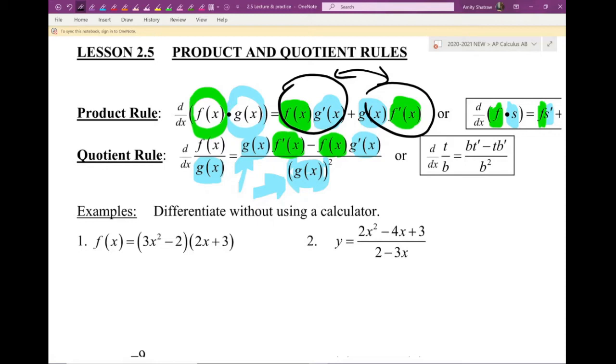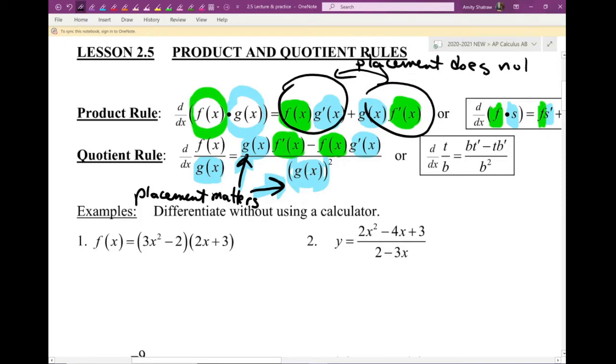But when you're doing the quotient rule, this must be here. The placement matters with this one. This one up here, placement does not matter. But on the quotient rule, it does. So when we do the quotient rule, I'm going to make sure that the denominator, which I'll show you in the second version of it, he calls it b. It should be b squared in the bottom. Isn't that cute? And then b should be the first thing, okay?